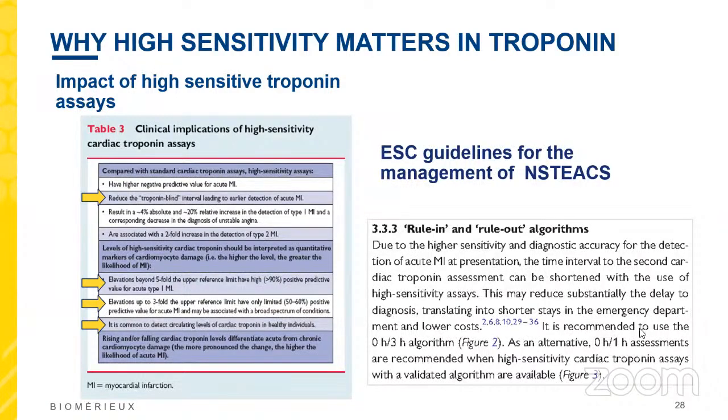And this may reduce substantially the delay to diagnosis, translating to shorter stay in the casualty and lower costs. It is recommended to use 0 to 3 hour algorithm as an alternative to 0 to 1. That is more clinical. So again, high sensitivity assays, reducing the time interval to the second test, and also helping you pick the possible MI patient, okay?